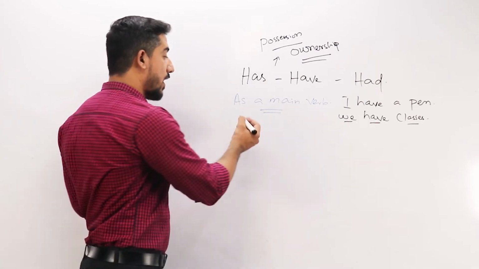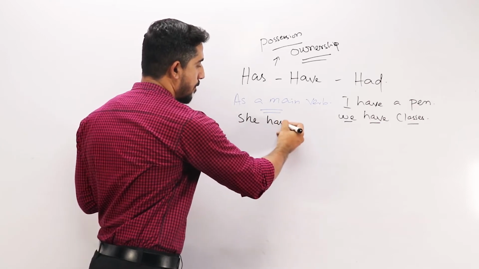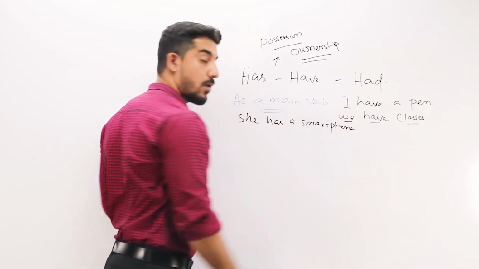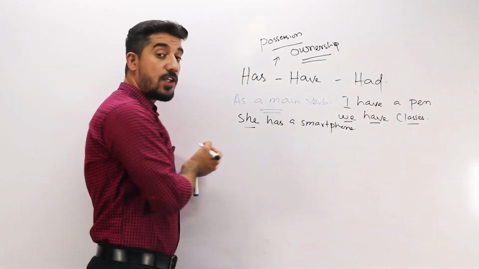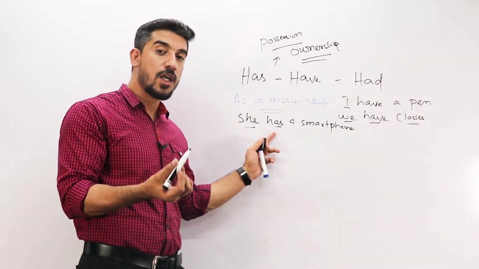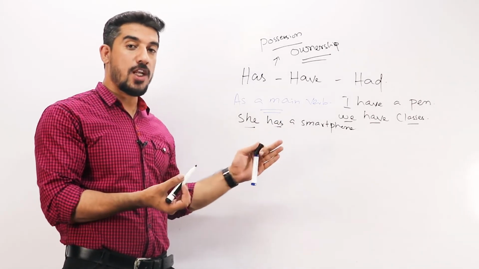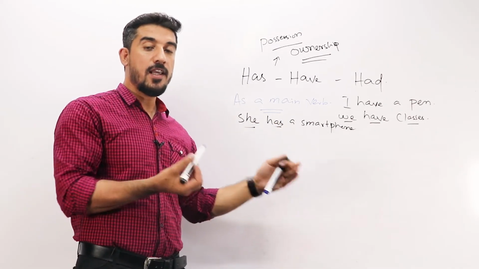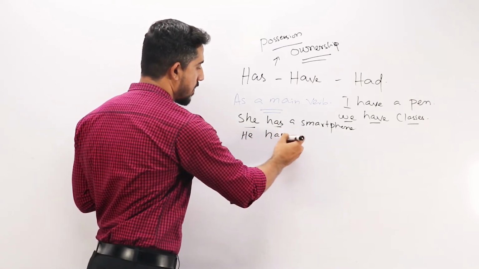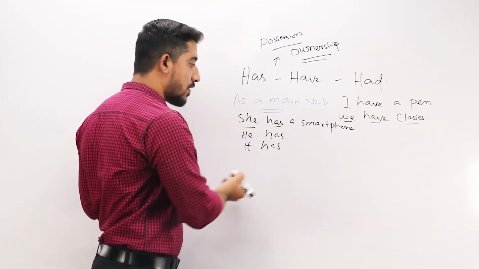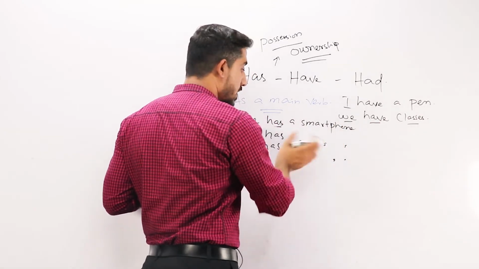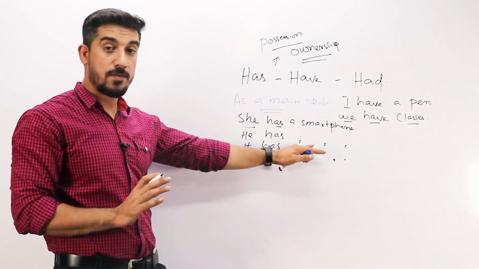Now we need to know that she has a smartphone. Now she is the singular subject, that's why we are using has here as a main verb. She has a marker, she has a smartphone, he has a mobile, he has books. That's how we are using has with he, she, it. And it has a smartphone is incorrect.